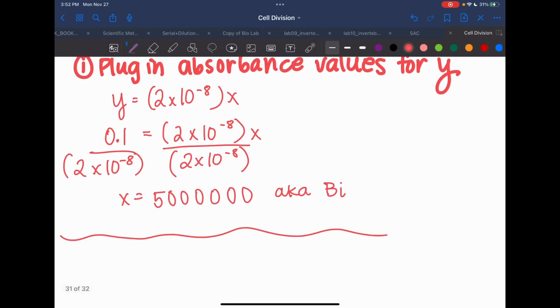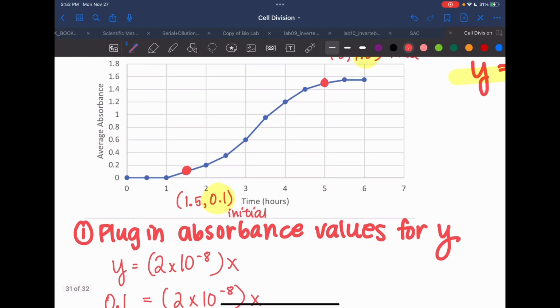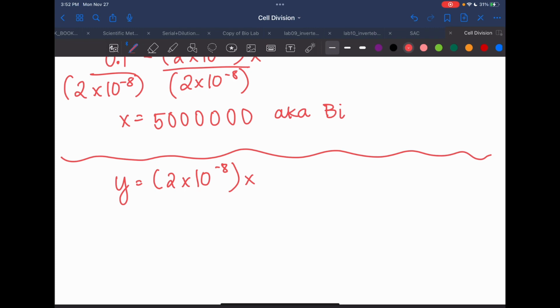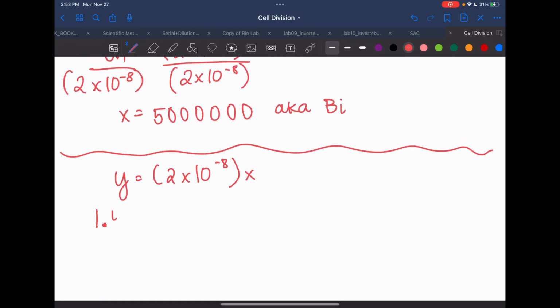Right? So then let's do it for the second one. Same equation. You can do either one. You don't need to put a parentheses on the x. Right? So then up here it's 1.5. Right, so I plug that in for y, do the same thing, which essentially means that I'm dividing both sides by 2 times 10 to the negative 8.